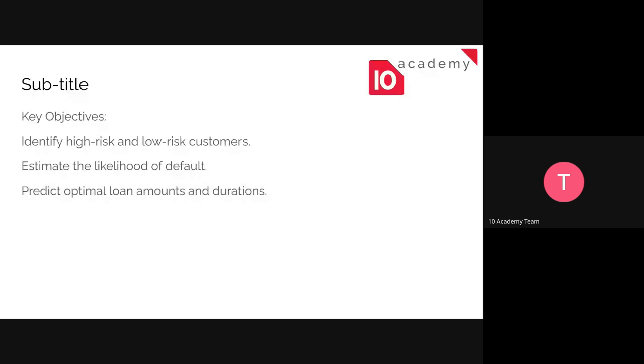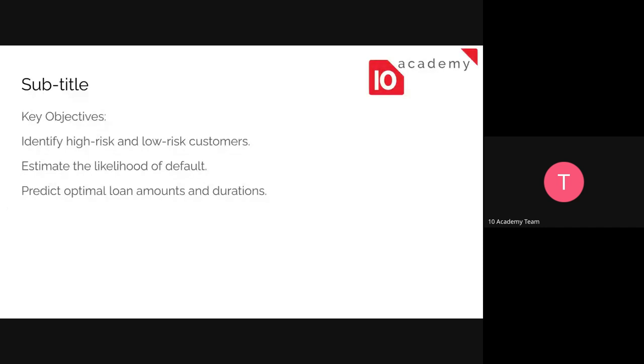And finally, the key objective, if you compose this week's project, will boil down to these three things: identifying high risk and low risk customers, identifying the likelihood of default, and predicting the optimal loan amount.